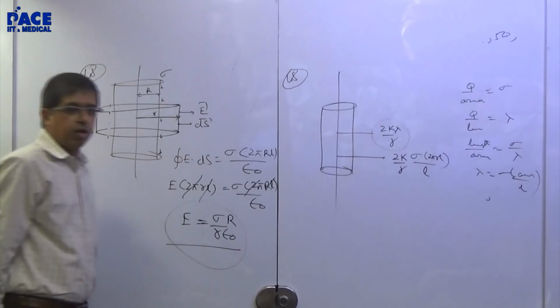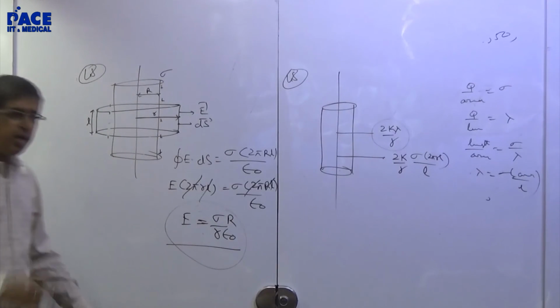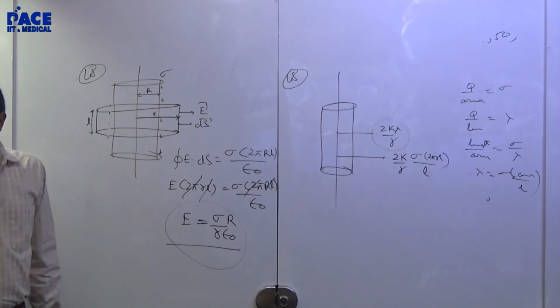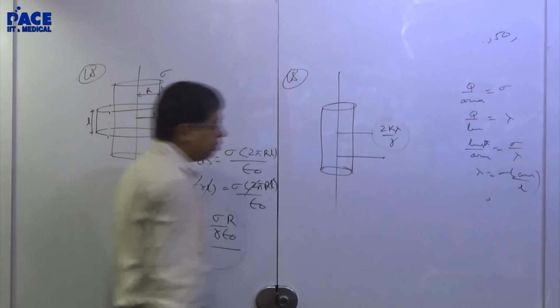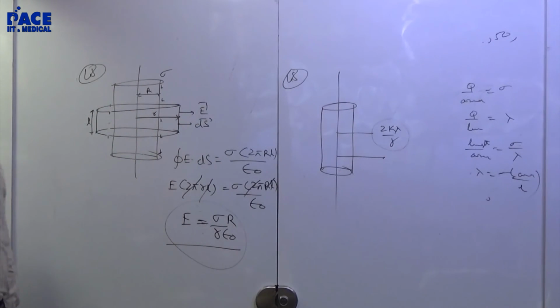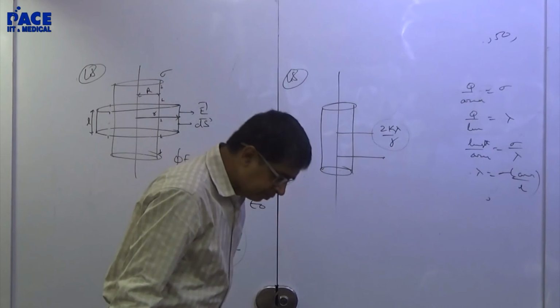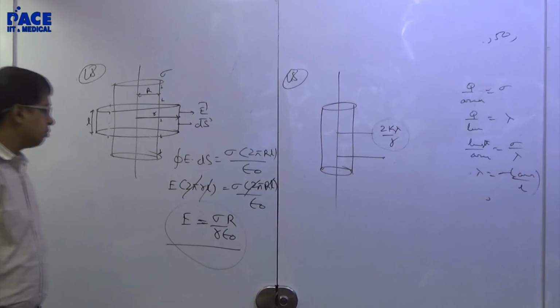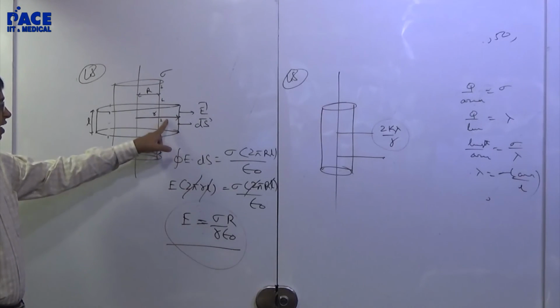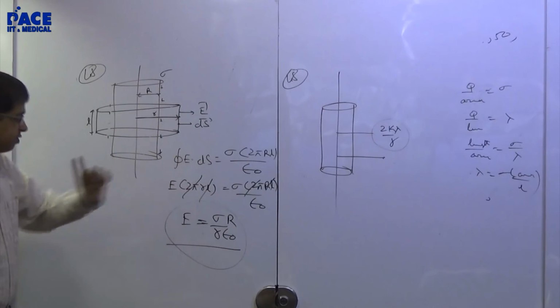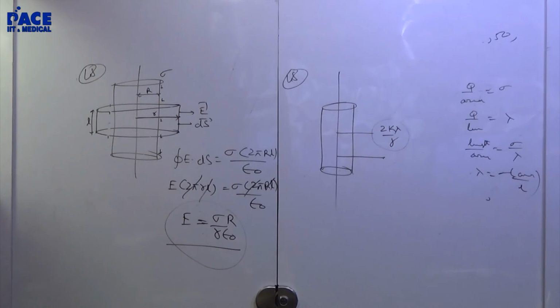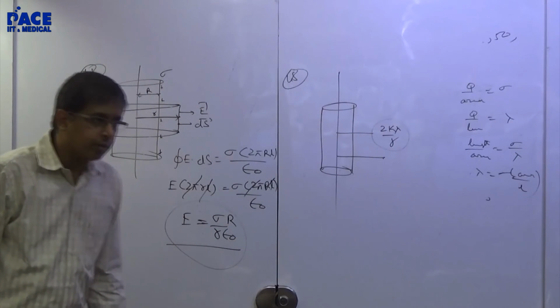This is the field because of the wire. Both should be equal and opposite for them to cancel out, right? Equate both, you get the answer in terms of sigma and r. This is the field because of the cylinder at a distance of small r. Radius of the cylinder is capital R. 2π got cancelled. Yeah, capital R by small r.